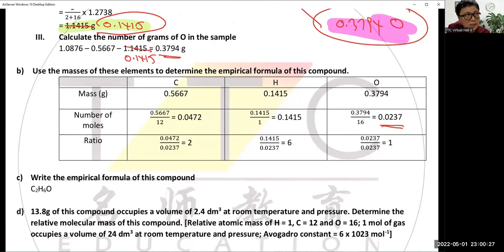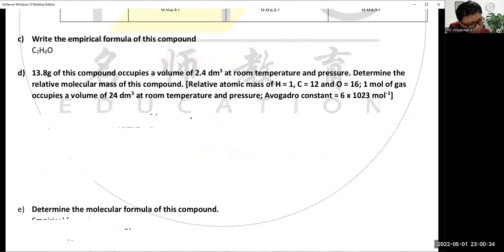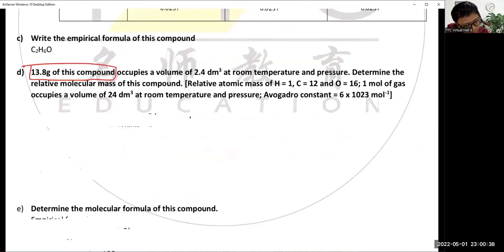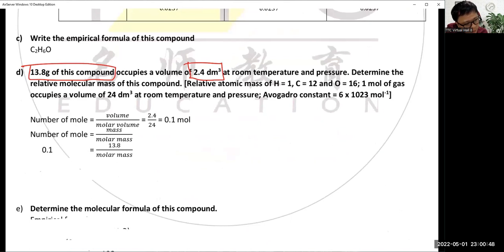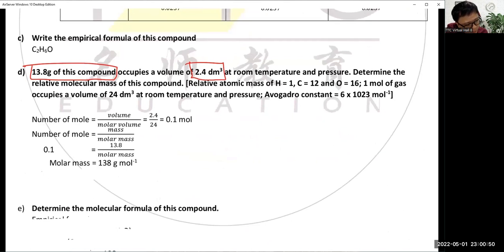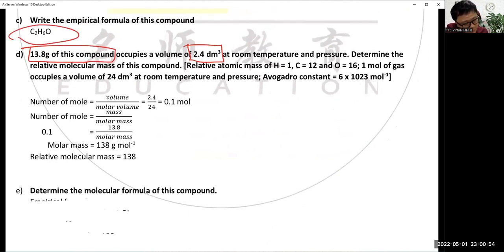Okay, for the final formula you found is C2H6O. Then after that you come out with this much of the compound, so we can calculate the number of moles, 2.4 divided by the mass, I get 0.1 mole. Then I put the mole in here, then the 13.8, then I will get the molar mass equals 138. So we know the empirical formula is this one.